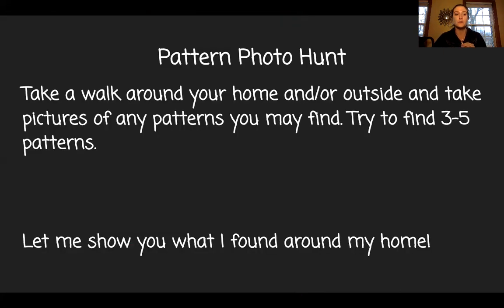So my challenge for you guys: I want you to take a walk around your home or even go outside and take pictures of any patterns you might find. Try to find somewhere between 3 and 5 patterns. Let me show you what I found.